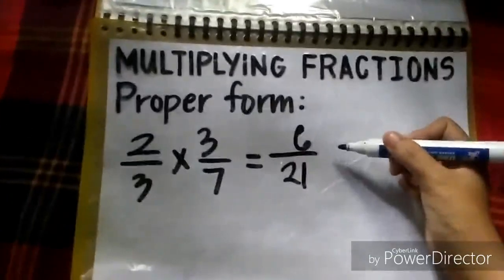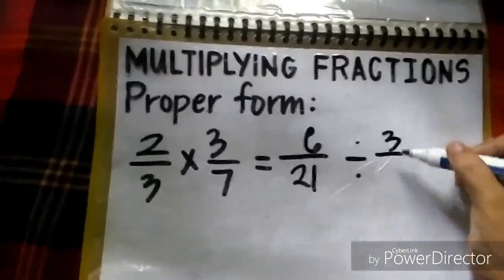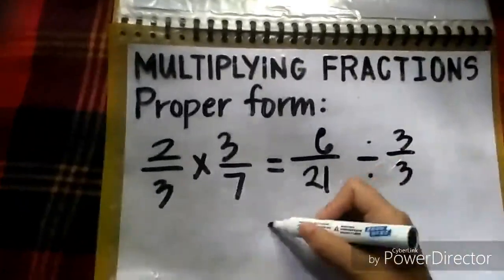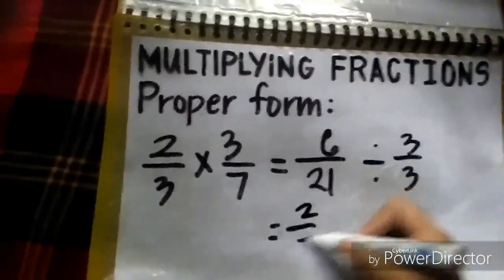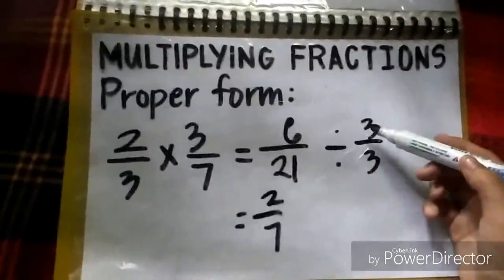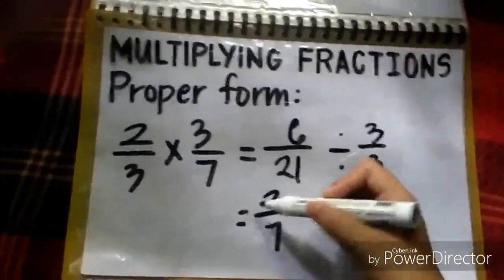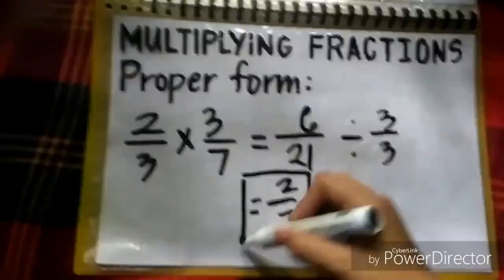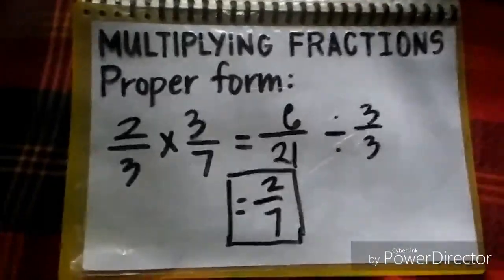Let's divide this by 3 over 3 so that we can get 2 over 7. Why? 6 divided by 3 is 2, and 21 divided by 3 is 7. And that's the correct result. Taran!